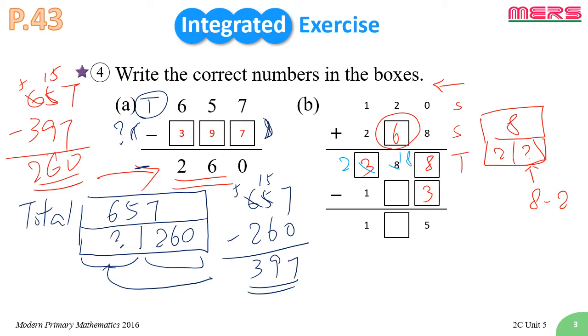So you can write down the number here. So the number in these boxes should be bigger than 8. So for a number bigger than 8, the only answer should be 9. Alright, and then you can find out the answer.